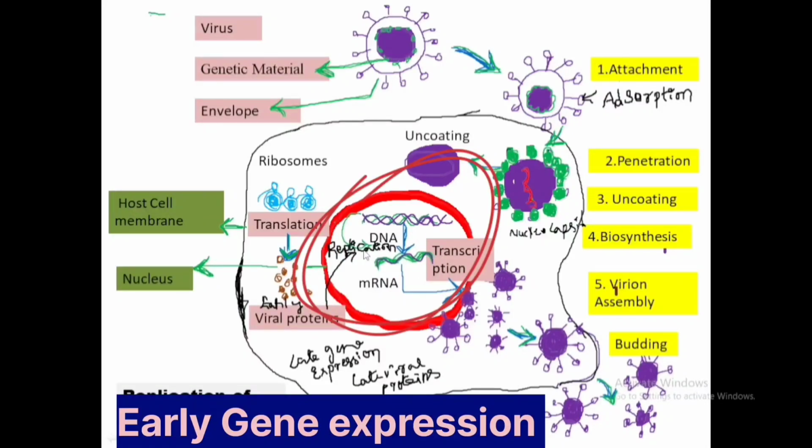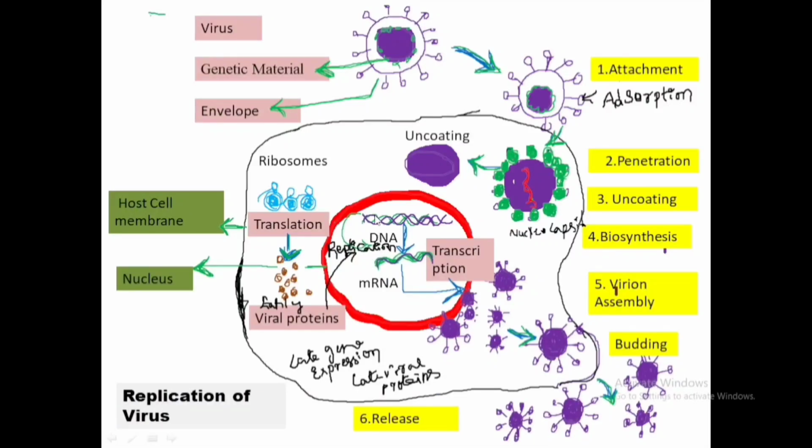So remember, this is very important. Early gene expression forms the early viral proteins, another name for which is non-structural proteins. These non-structural proteins travel back to the host cell nucleus and help in the replication of the viral DNA. The viral DNA uses the host cell molecular machinery to replicate thousands of identical copies.